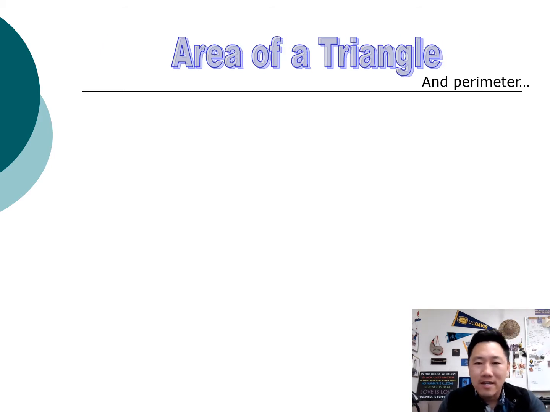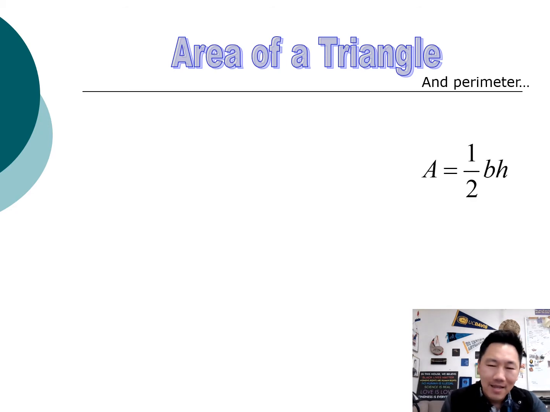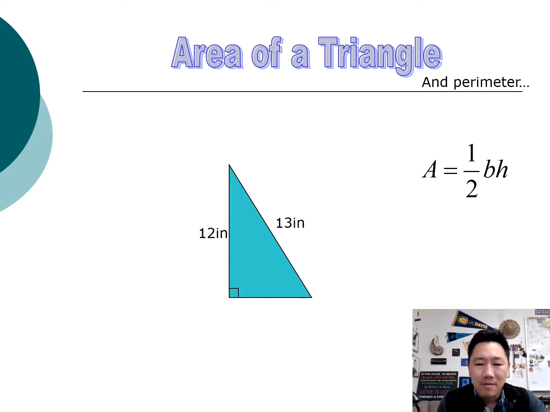Let's go ahead and remind ourselves, what is the formula to find the area of a triangle? The area of a triangle is 1/2 base times height. You've learned that many years ago. So let's go ahead and find the area of this triangle.